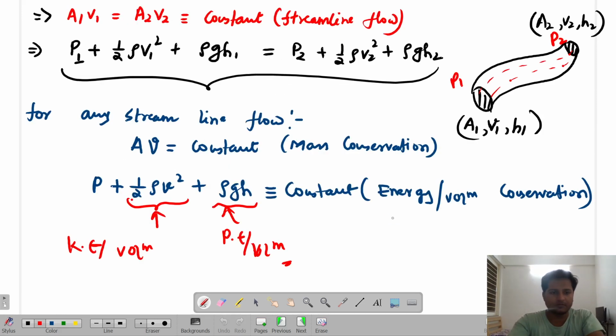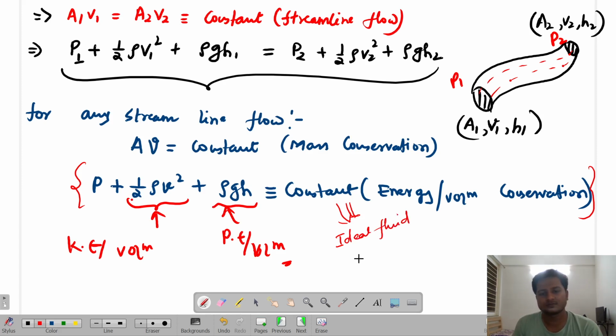Whatever the concept, you know that for any point this equation is always there. The pressure plus kinetic energy per unit volume plus potential energy per unit volume is always constant if the liquid is an ideal fluid. Which kind of fluid is it? Is that clear or not?